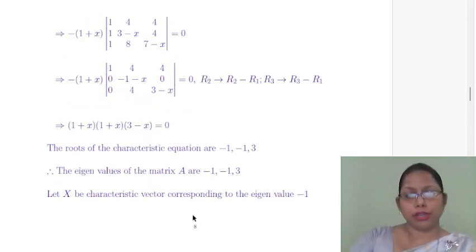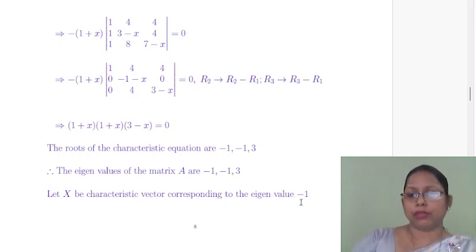Then by definition of eigenvector, if x is an eigenvector of a matrix A corresponding to the eigenvalue of minus 1, then we can write this: Ax equals minus 1 x. Since minus 1 is a numeric value, we associate the identity matrix of the order equal to the order of the given matrix, then the vector.